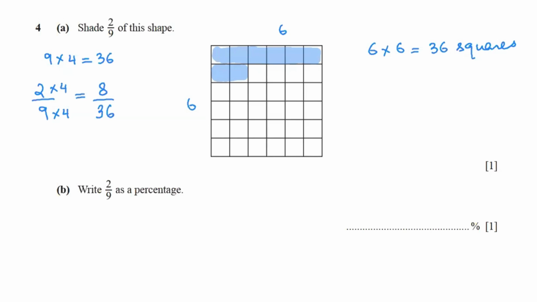So this question is basically testing whether you know what equivalent fractions are and how you can make two fractions equal by seeing what the lowest common multiple is.